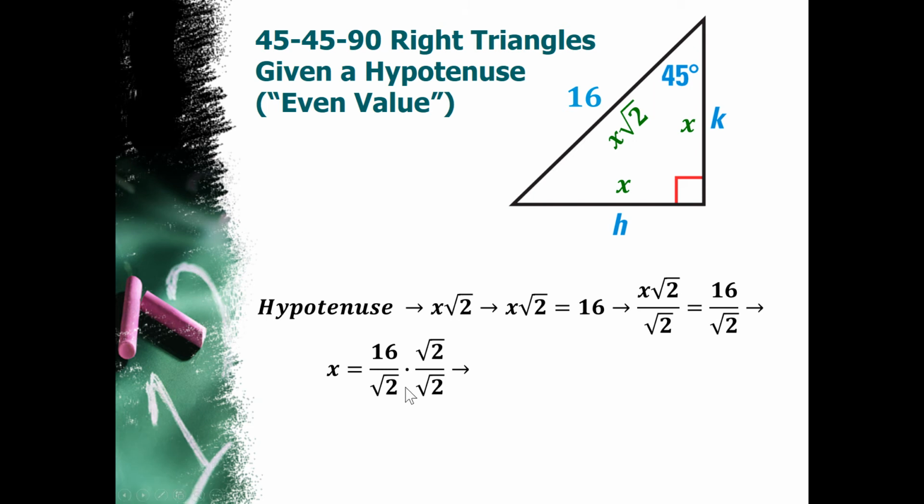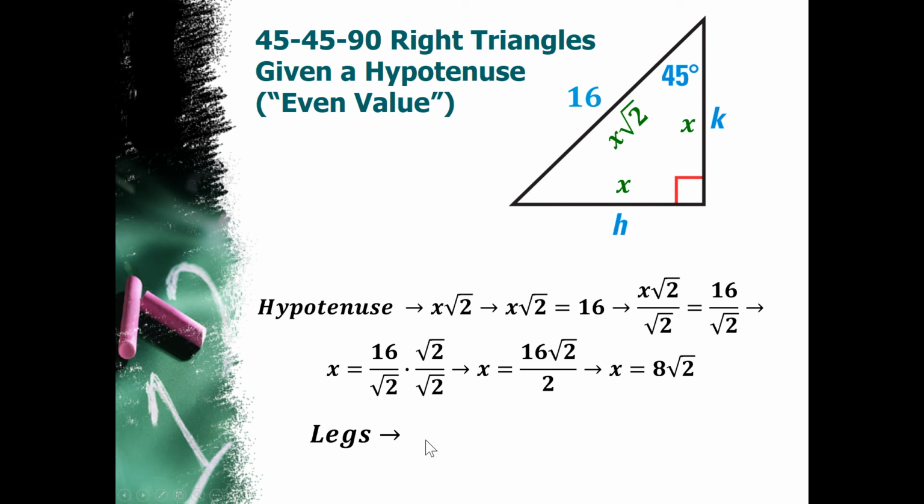The reason we do that is because on the bottom we want root 2 times root 2, which is going to give us a value of root 4, which is 2. And on the top we have 16 times root 2, so 16 times root 2 is 16 root 2. Root 2 times root 2 is root 4, which equals 2. Now we have numbers here, 16 and 2, that are reducible, so we're going to reduce that down. That gives us a value of 8 root 2 for x.